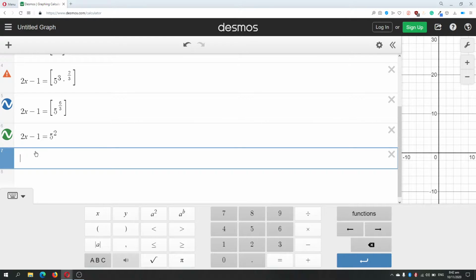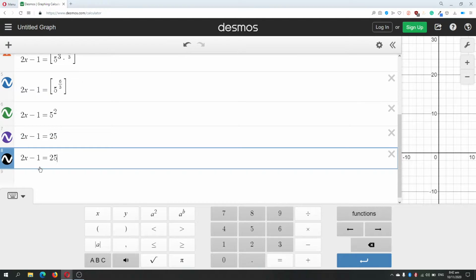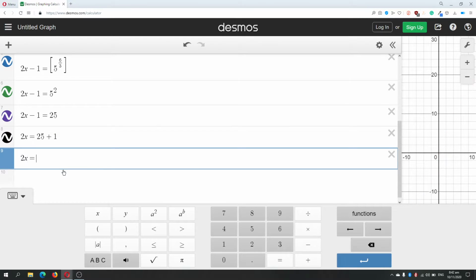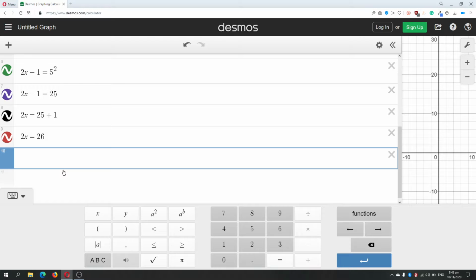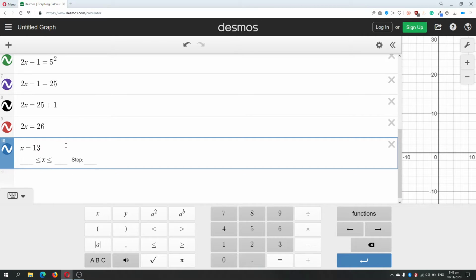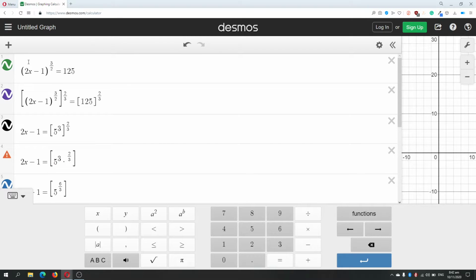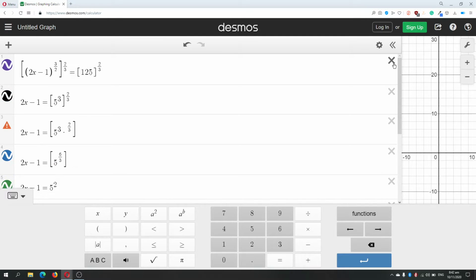Tapos, pwede na nating isolve. 2x minus 1 is equal to, ano ang 5 squared, that is 25. So, transpose yung negative 1, lalagay natin dito. From minus 1, magiging siyang plus 1. And then, 2x is equal to 26. X is equal to 13. So, yung sagot natin dito, the value of x here is 13.